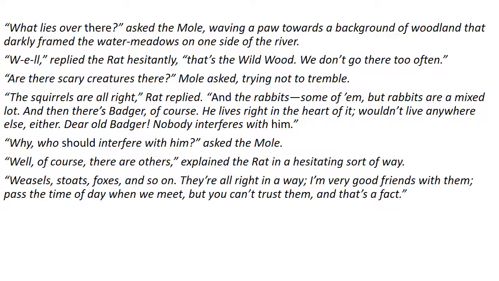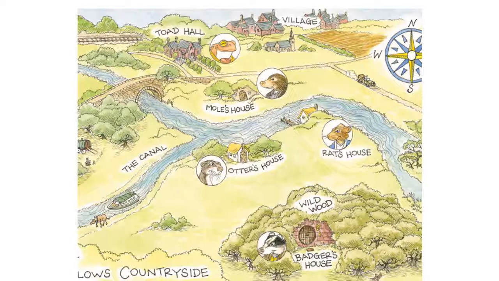Rat and Mole had a conversation about the Wildwood as they were floating along the river. And Rat definitely did not seem too excited about going into the Wildwood. He described for Mole several of the characters that you would meet there. Rabbits, squirrels, and of course dear old Badger. He also mentioned that the weasels, stoats, and foxes could not be trusted. That will come into play later in the story. Again, here is our picture of the Willows countryside.